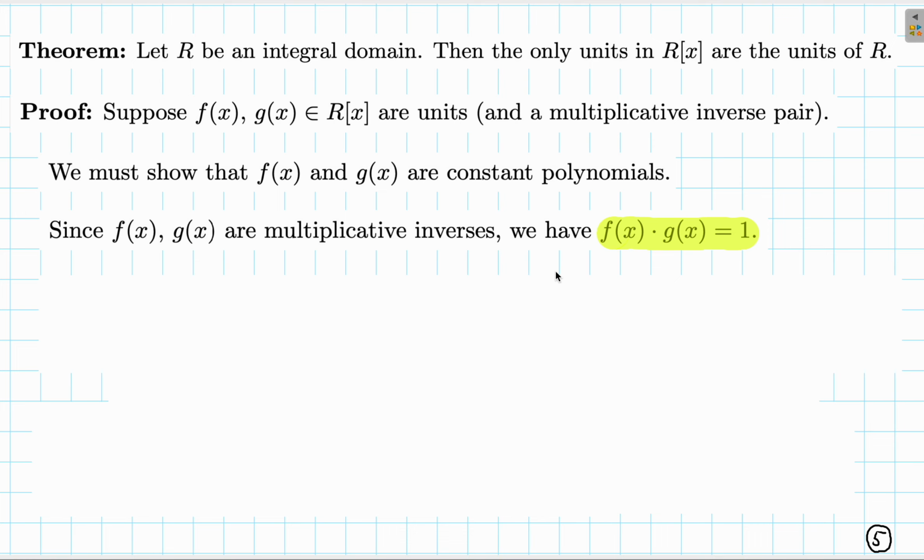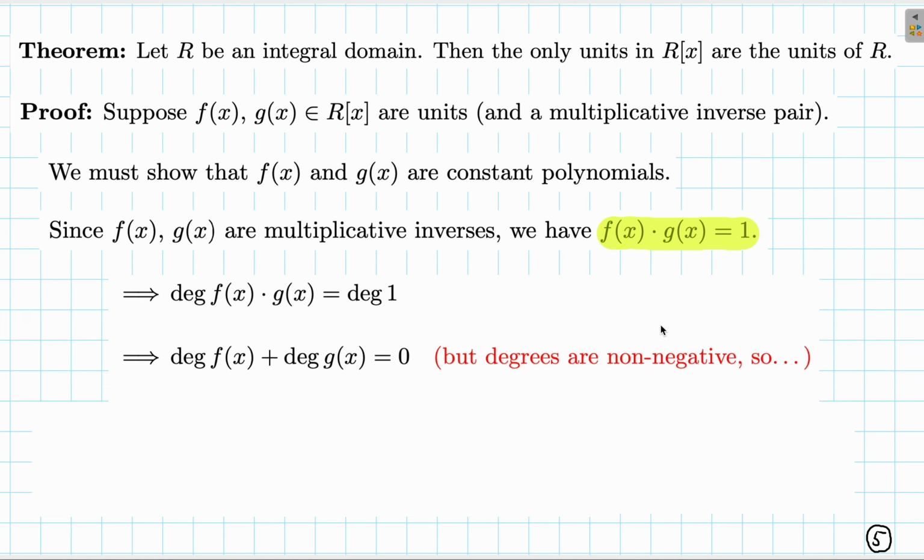Then how can we show that each of these must be a constant polynomial? Well, let's say, for instance, f(x) weren't a constant. It had degree 3, and g(x) had degree 2. Then their product would have degree 5. And that can't possibly be equal to 1, which is a constant polynomial of degree 0. Now let's generalize that argument. We can take the degree of both sides of this equation and obtain degree of f(x) times g(x) is equal to the degree of the constant 1.